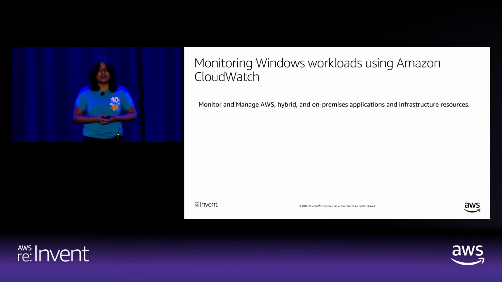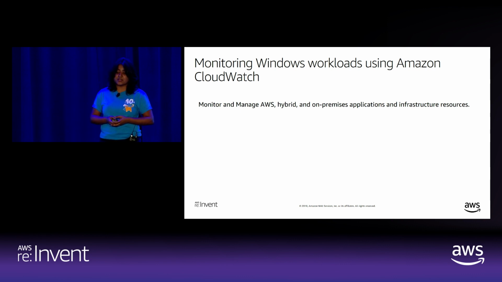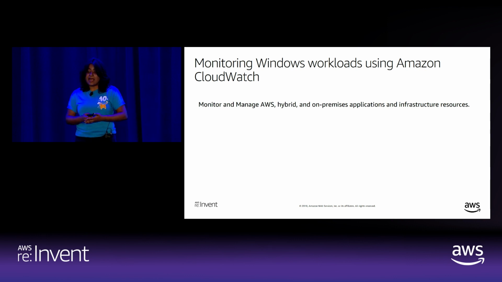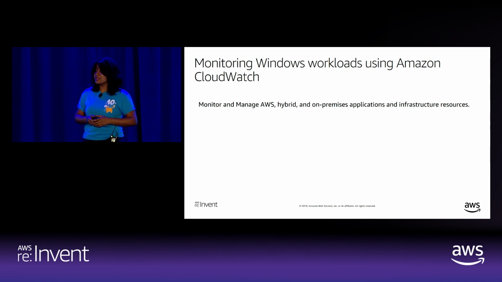As you may already have heard, Amazon CloudWatch is a monitoring and management service that provides data and actionable insights for your AWS, hybrid, and on-premises applications and infrastructure resources. Amazon CloudWatch provides a reliable, scalable, and flexible monitoring solution that you can start using within minutes without requiring you to set up your own monitoring systems or infrastructure.